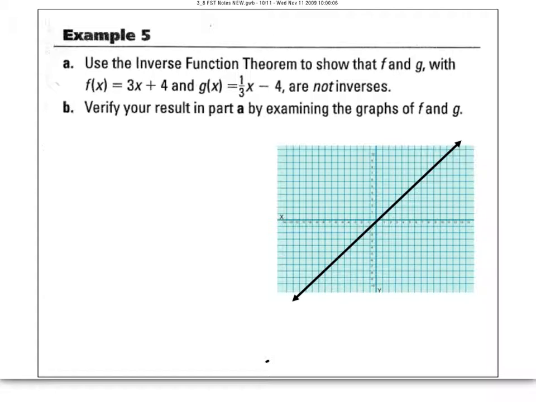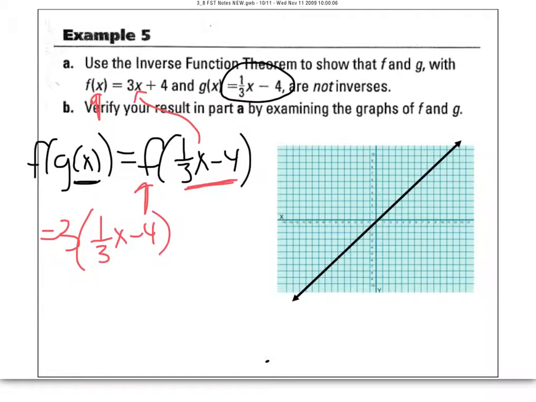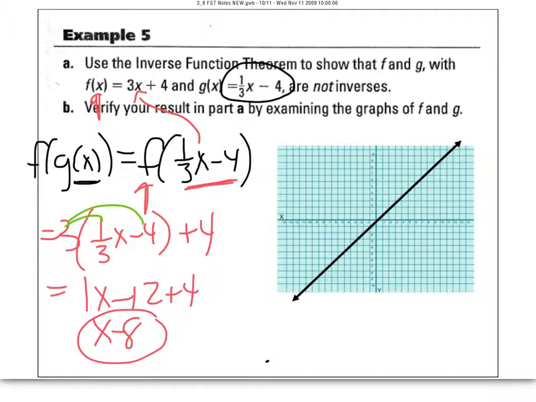So I'm just going to start off and do f of g of x. I'm going to take g of x, which is right here, and just substitute it in. Now it tells me to go to the f function, which is here. Wherever I see x, put that in its place. That'll give me 3 times 1/3 x minus 4, plus 4. Distribute your 3 through, so that's 1x minus 12 plus 4. This is going to be x minus 8. I'm going to stop right there and say they're not inverses.